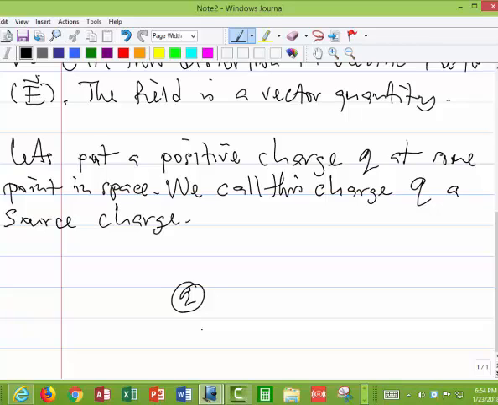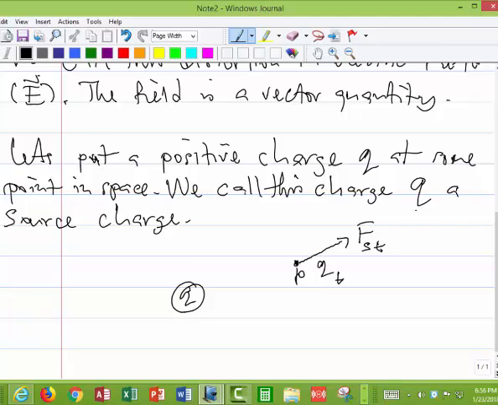So if we put another charge at some point P, let's call it Q subscript T, so we shall say it's a test charge. If it's a positive charge, it will experience a force this way. So this is the force of the source charge on the test charge. So we are saying that the test charge experiences a force because it is in the field of the source charge. If you place it at a certain point P, it experiences a force.